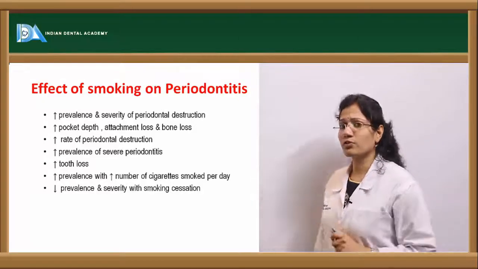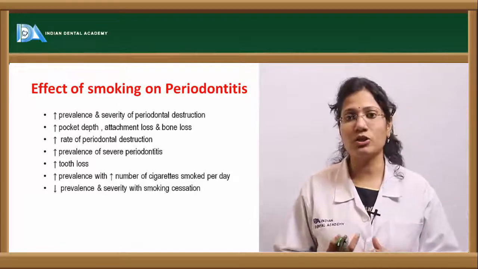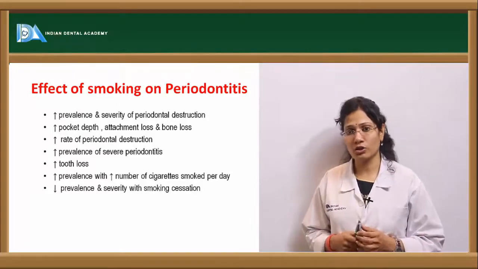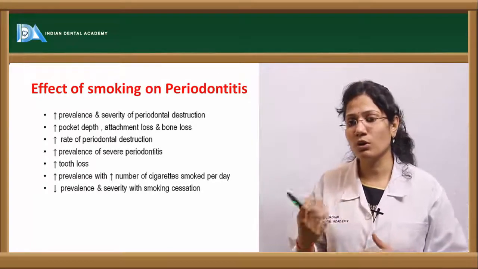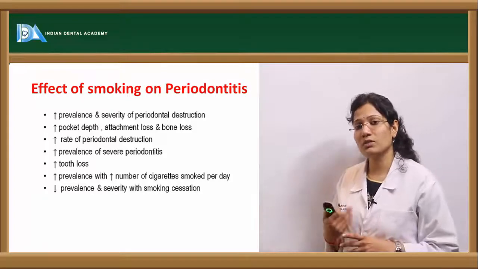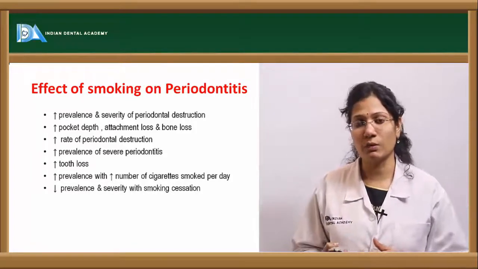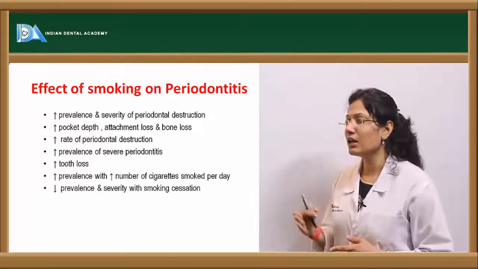So your gingival inflammation and your bleeding on probing are totally masked in smokers. What is the effect of smoking on periodontitis? Periodontitis is when the inflammation from the gingiva has further progressed to involve the structures of the periodontium. Now, what is the role of smoking on periodontitis? The more cigarettes you smoke per day, the more the prevalence of periodontal diseases increases. Basically, they're directly related.